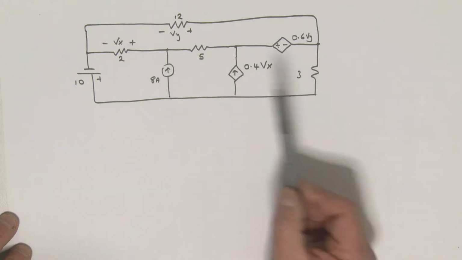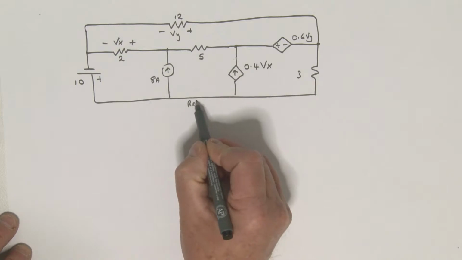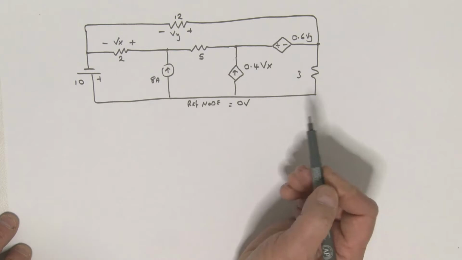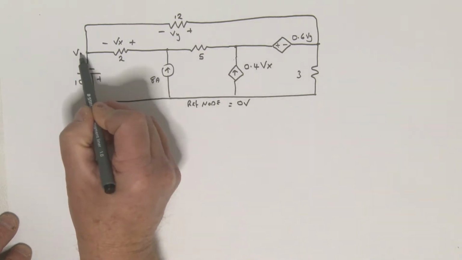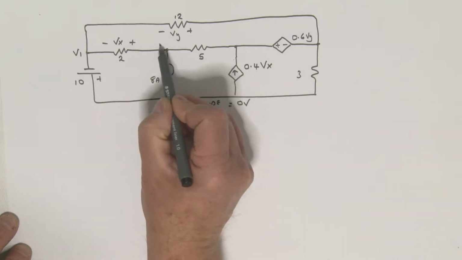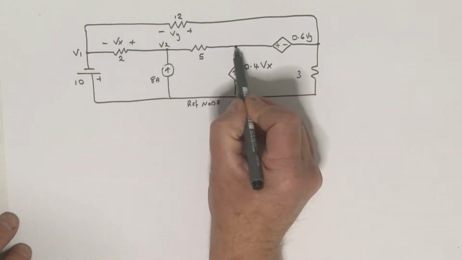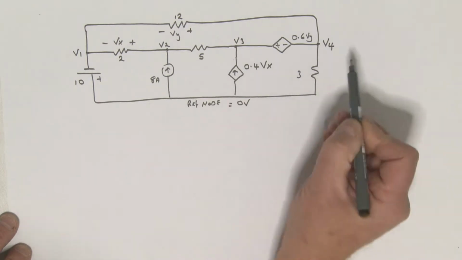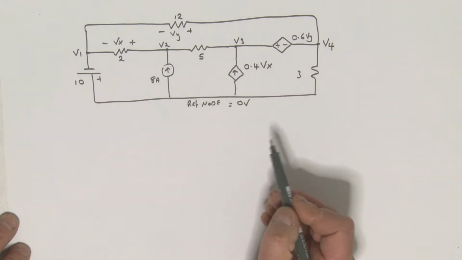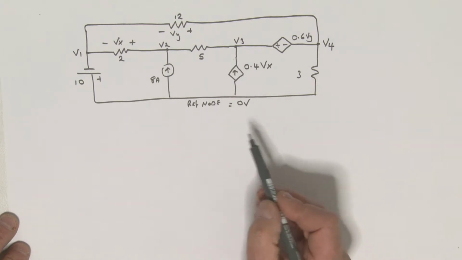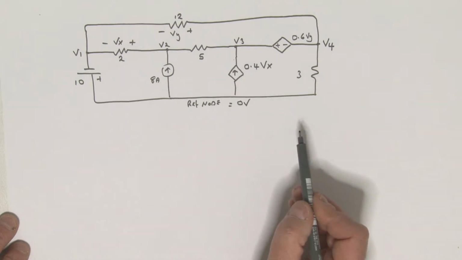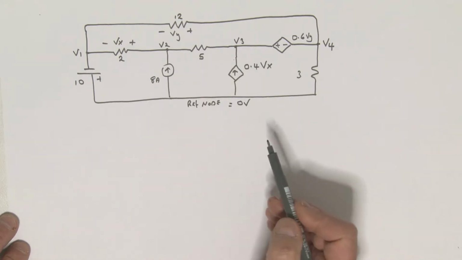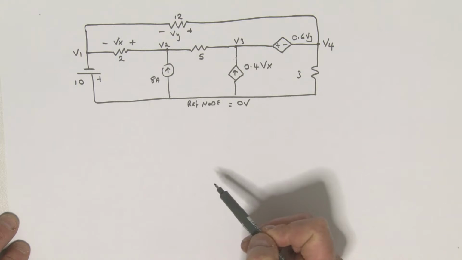All right, let's define our nodes. We're going to call this one here our reference node, and of course that's equal to 0 volts. Let's call this node V1 sitting here. This will be my V2 node here. This is my V3 node, and this over here is my V4 node. What we're going to do is see if we can write down the relevant node equations here. We're not going to solve this, but we're going to do the circuit analysis of this and get the equations that then need to be solved.